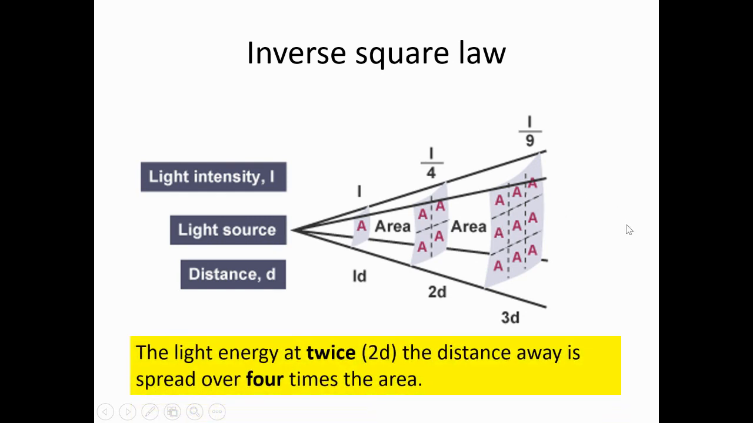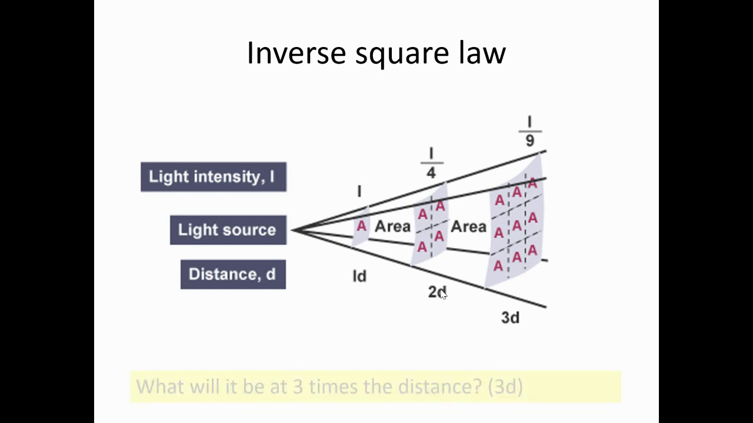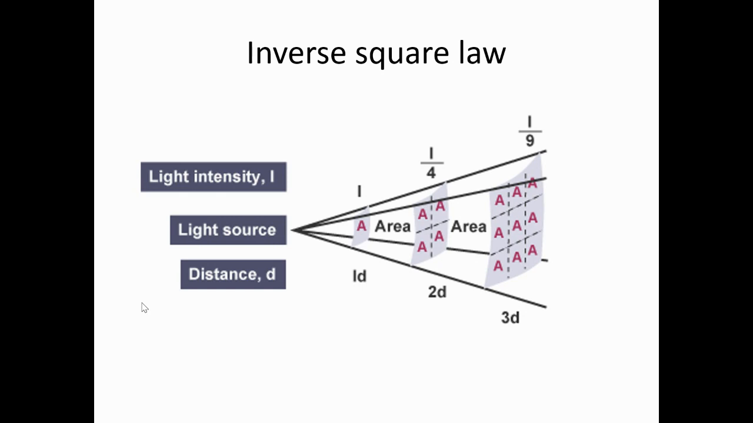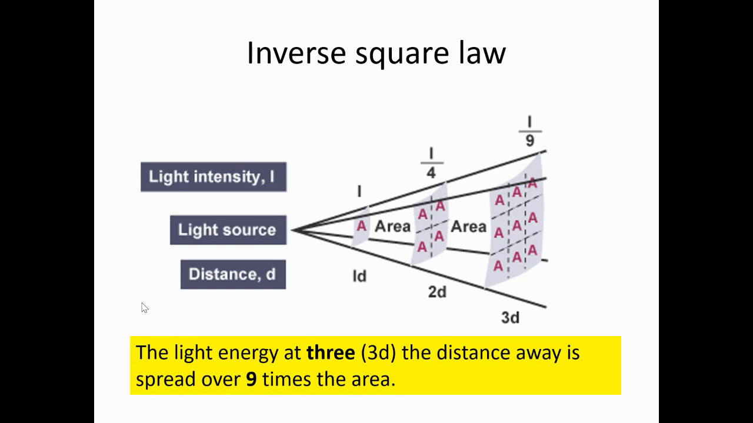So the light intensity at twice the distance away is spread over 4 times the area. What will it be at 3 times the distance? Well, the light intensity at 3 times the distance is spread over 9 times the area. Does that make sense? So however many times the distance away it is, you do that number squared. And that's the area it's spread over. And so it'll be 1 over that in terms of its brightness.